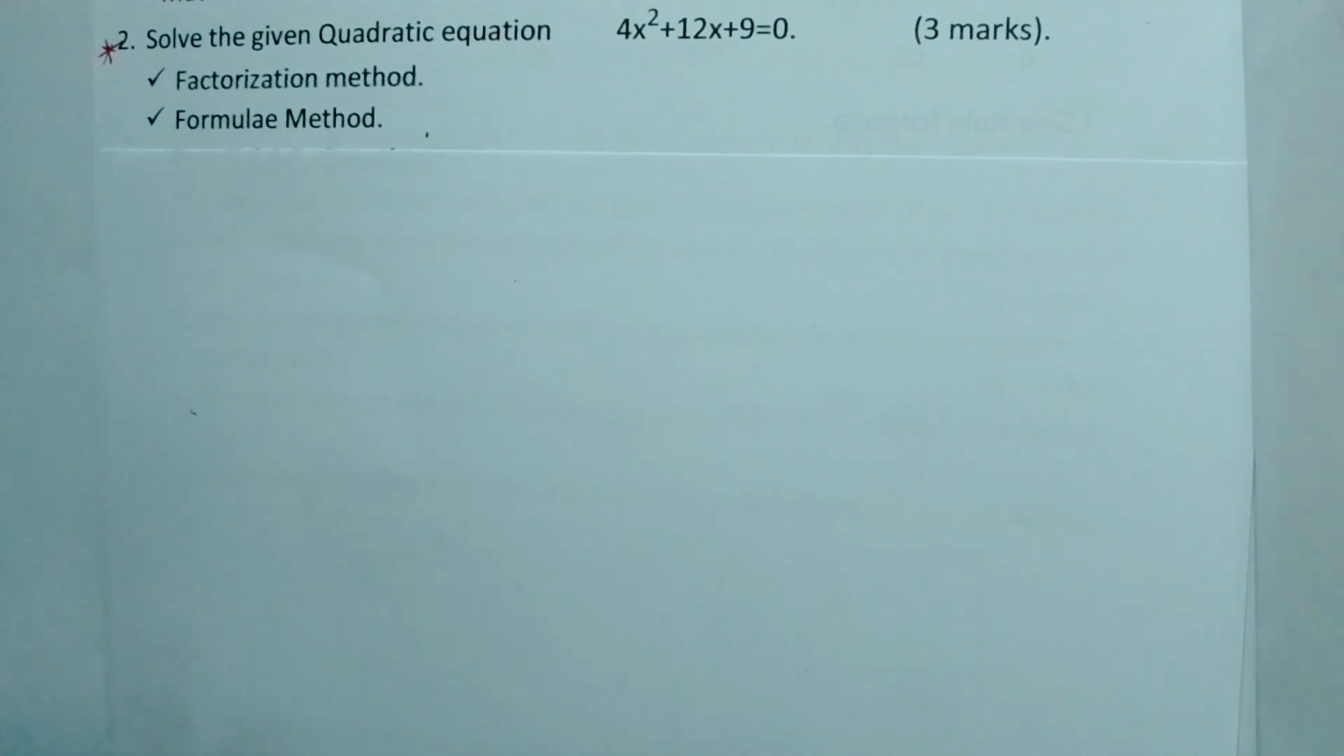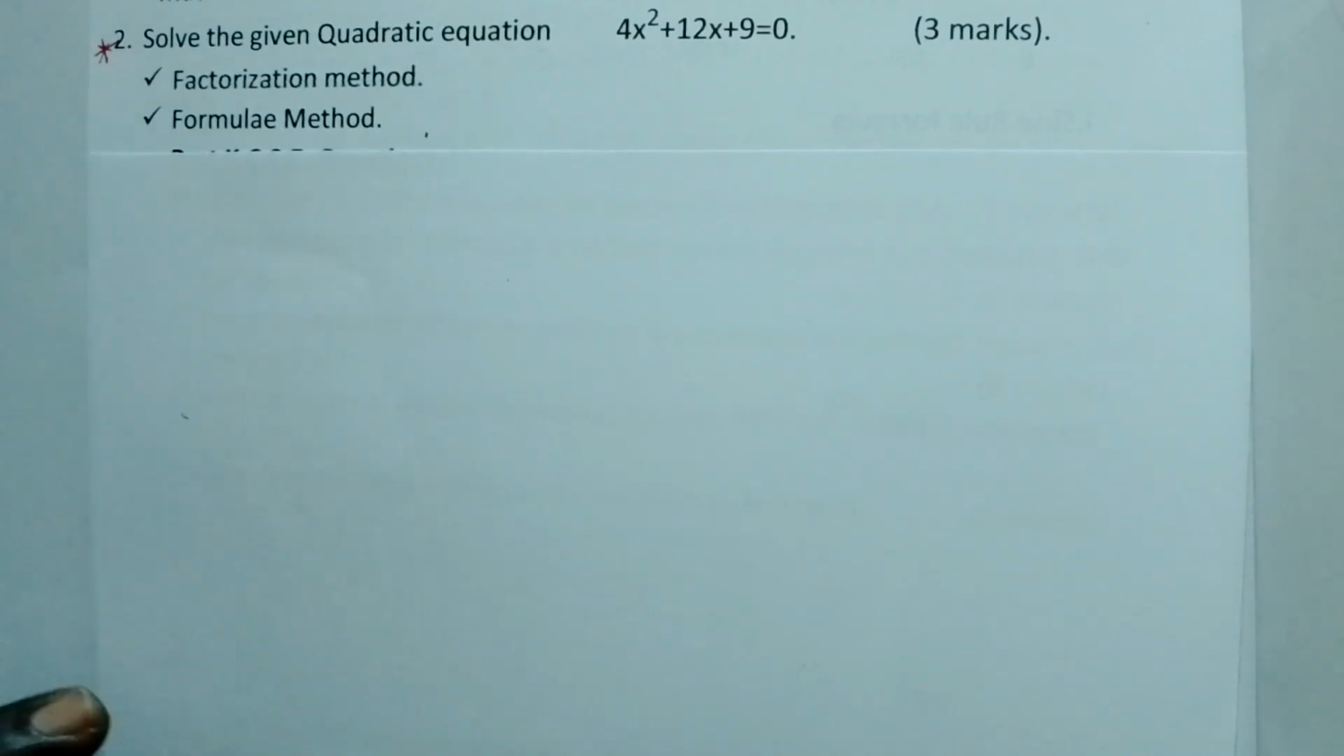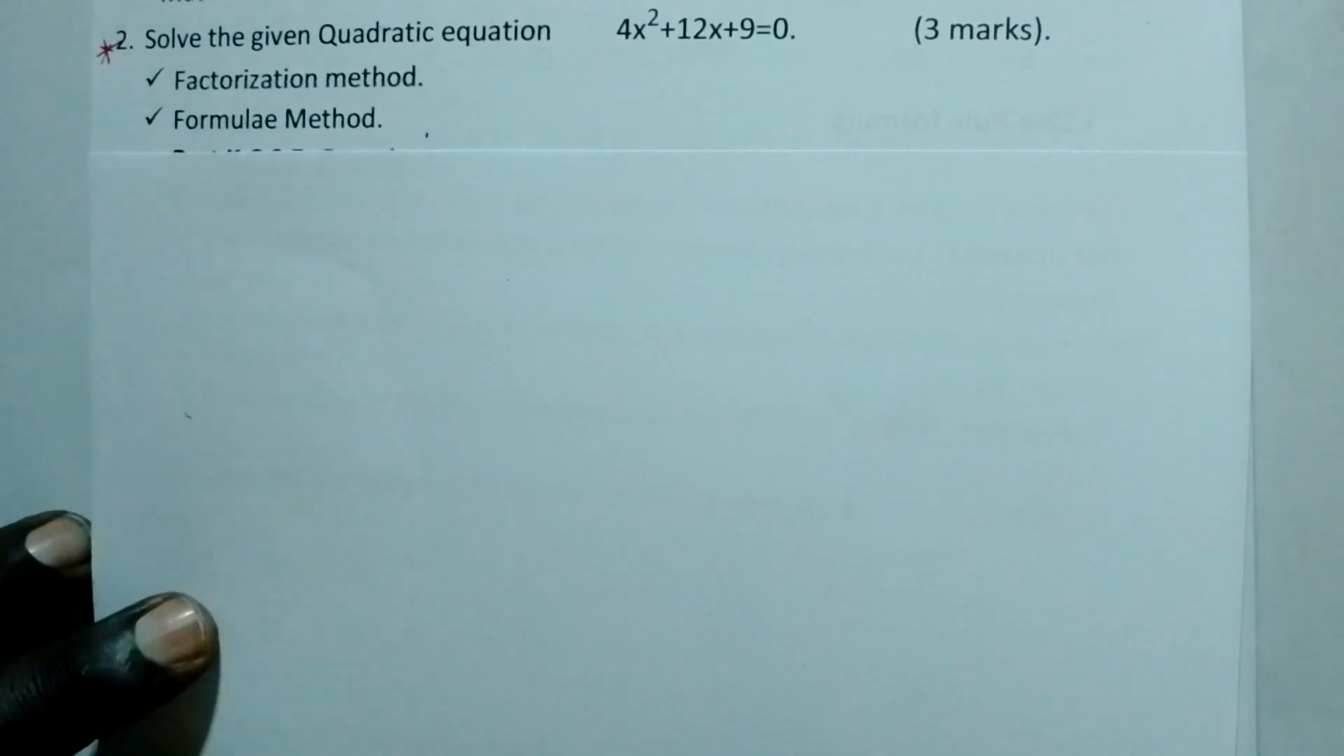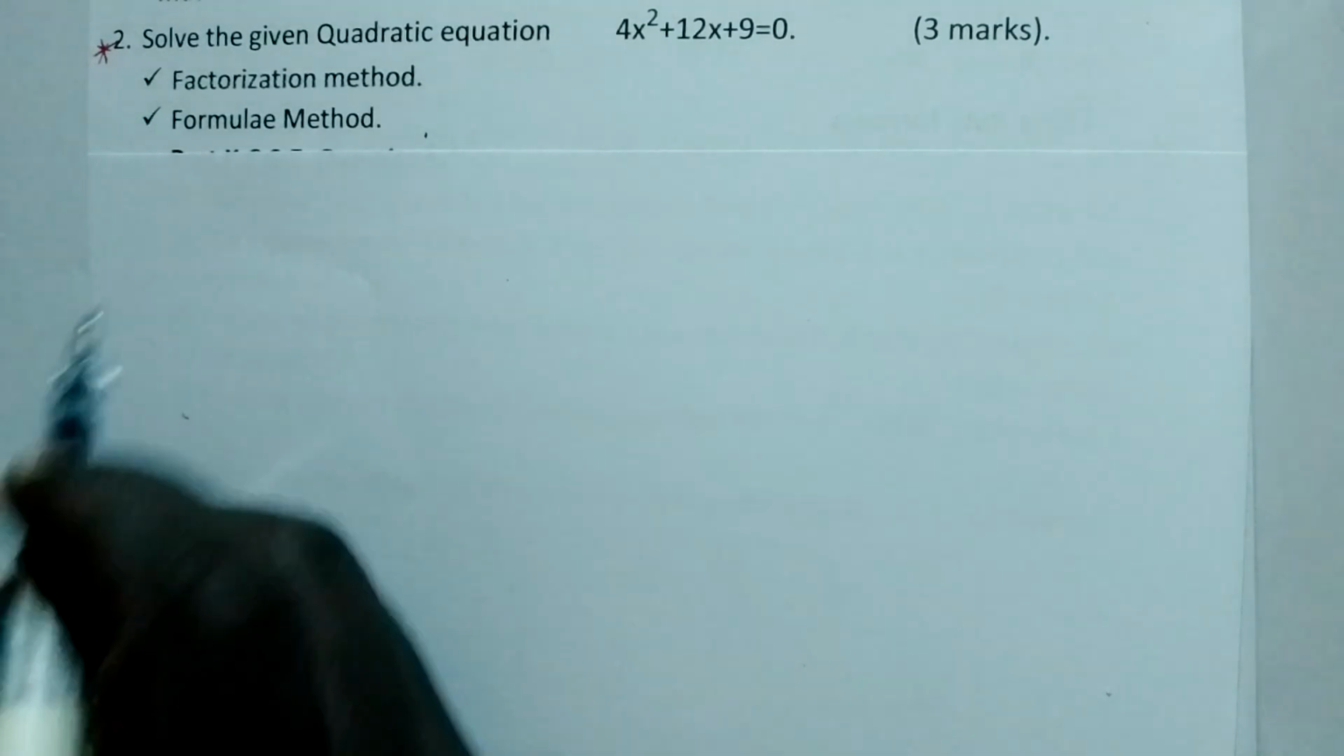So the question we have is: solve the given quadratic equation 4x squared plus 12x plus 9 is equal to 0. I've picked two methods here. The first method we are going to look at is the factorization method, and the second method will be the formula method.